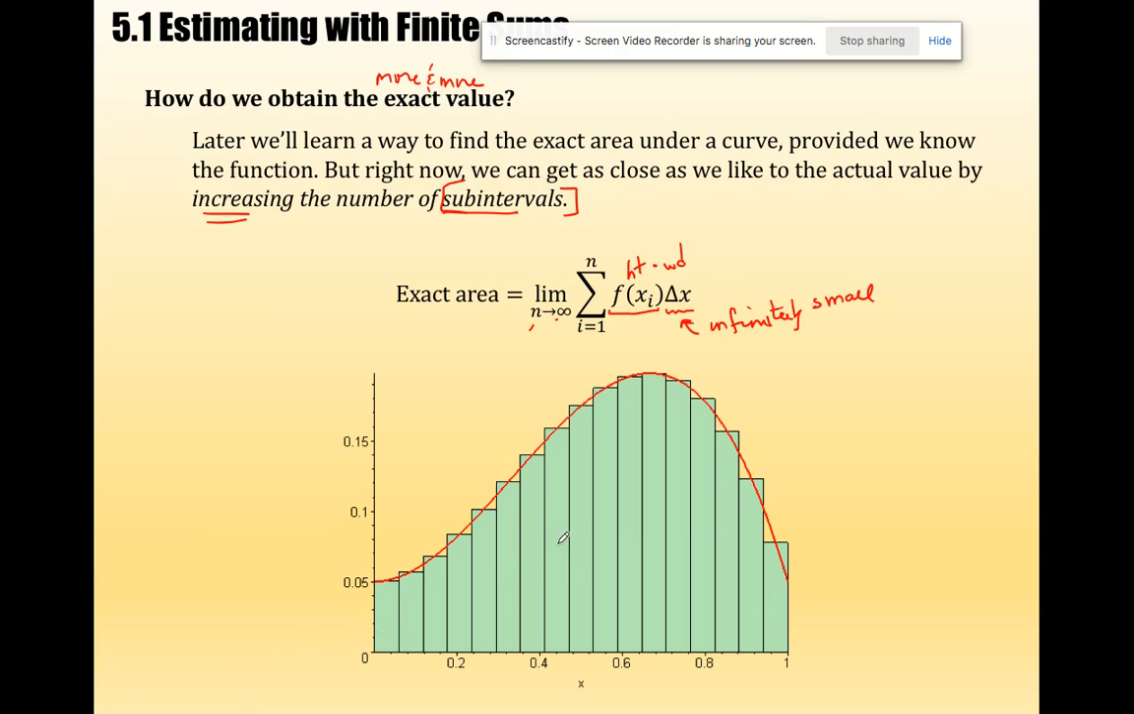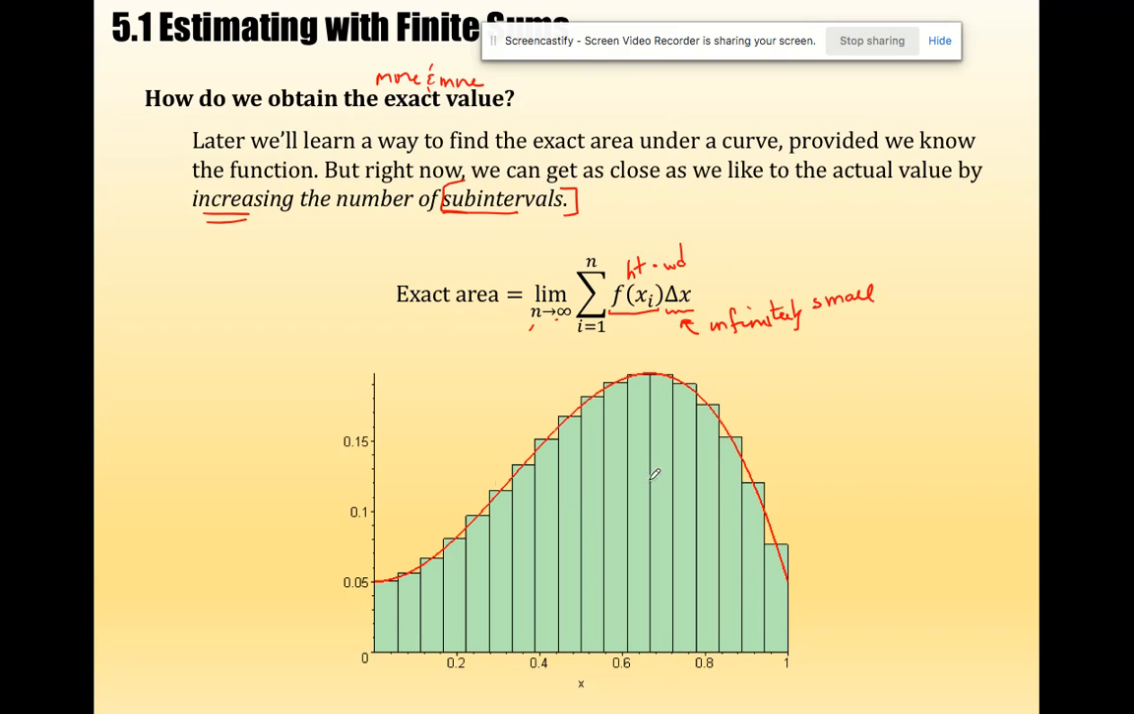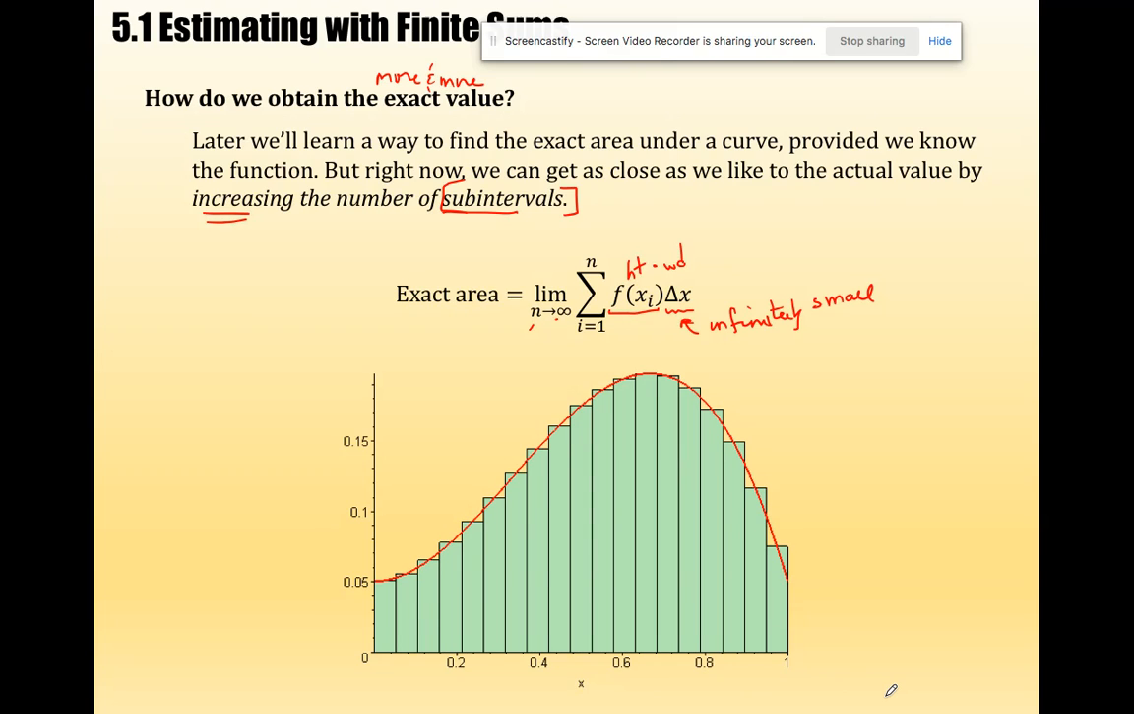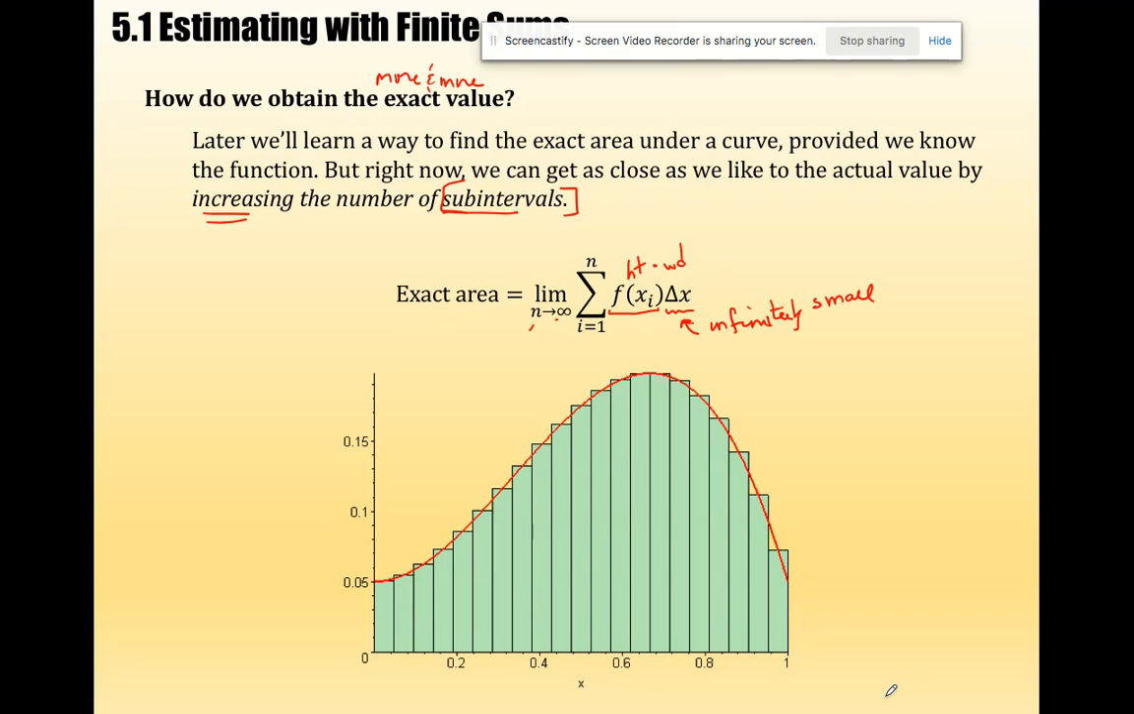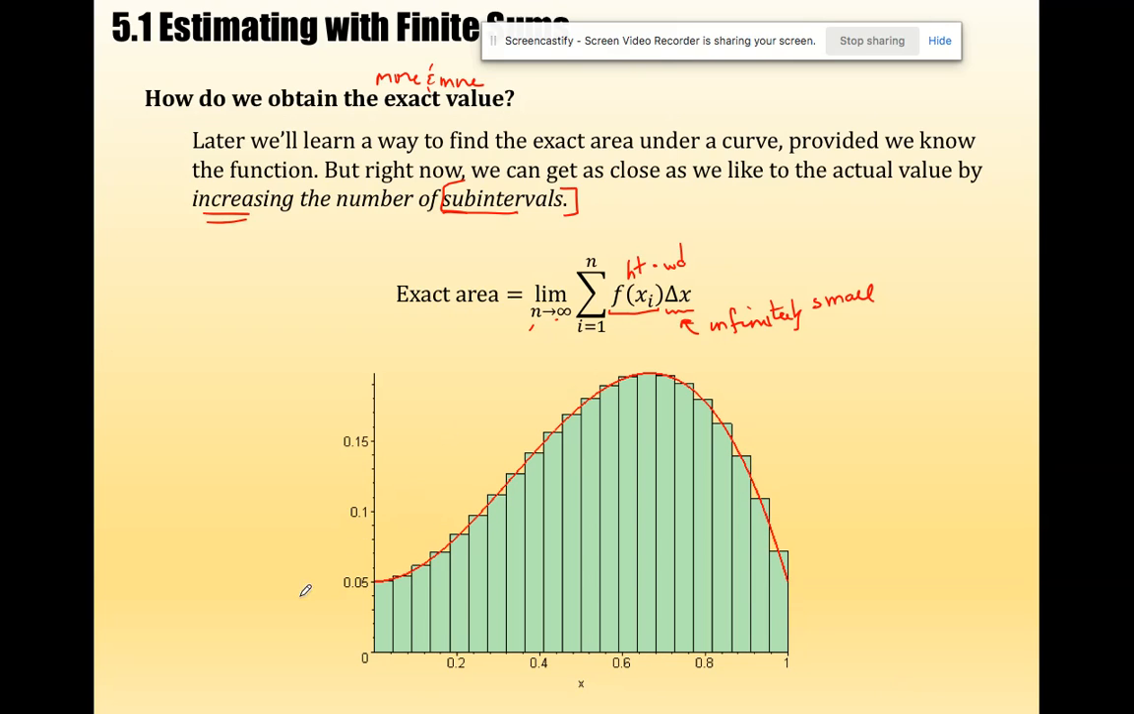So this is an idea. Now notice this function is both increasing and decreasing, concave up and concave down. You make more and more rectangles, you will get closer and closer to the exact area. It doesn't matter whether you're doing the left, right, or midpoint. If you have infinite rectangles, it doesn't matter. You will get the exact area. Kind of cool.